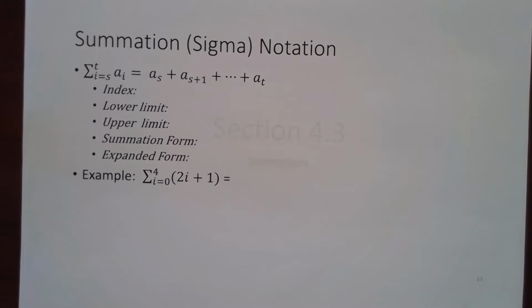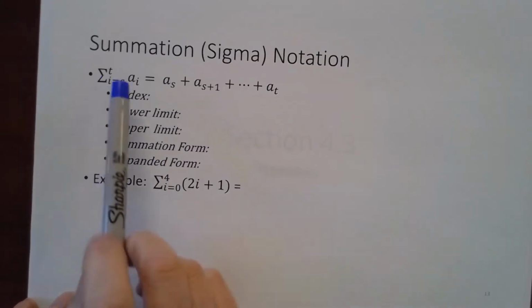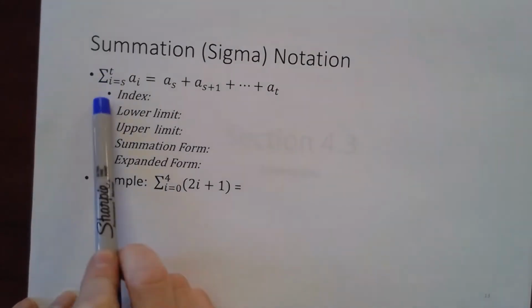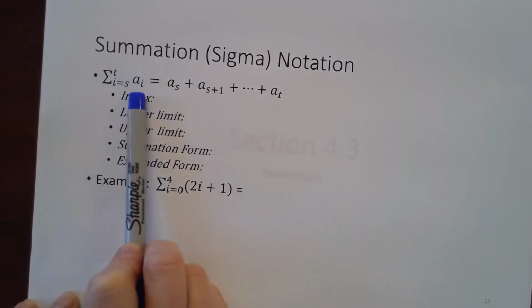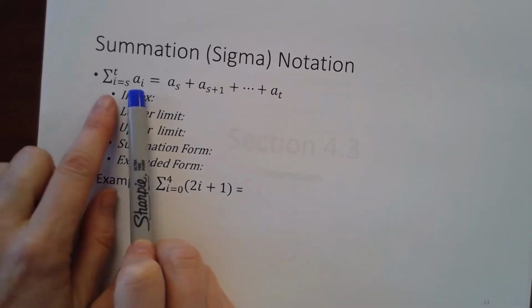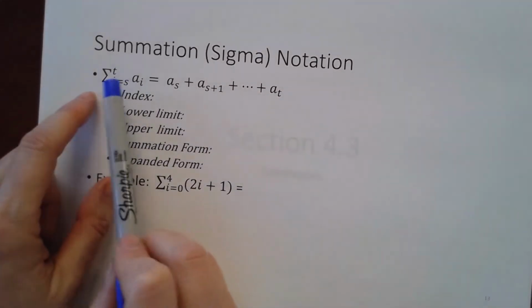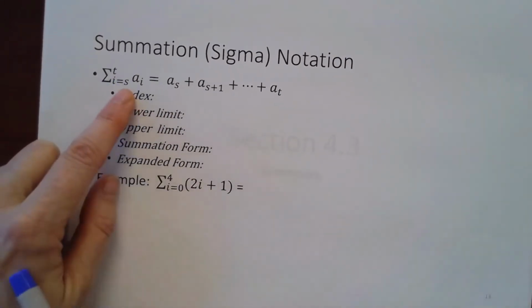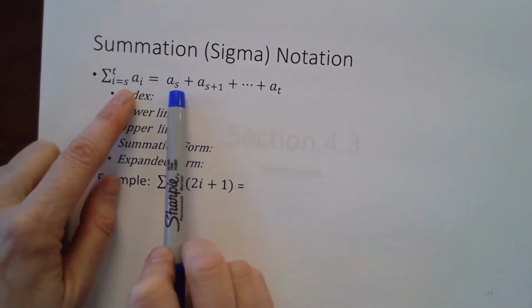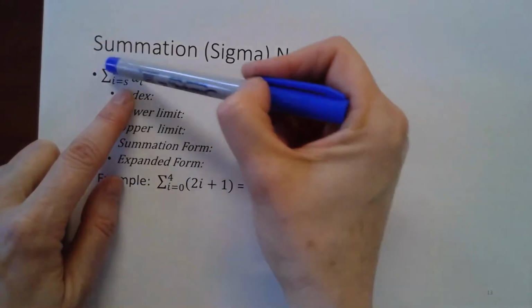All right, so summation, often called sigma notation. I hope you've seen it. Where you have the sum of i equals s to t, and then some expression involving i, that just means that you start here at s and plug that in for i. Then I'm going to move to the next integer value. These s and t have to be integers.